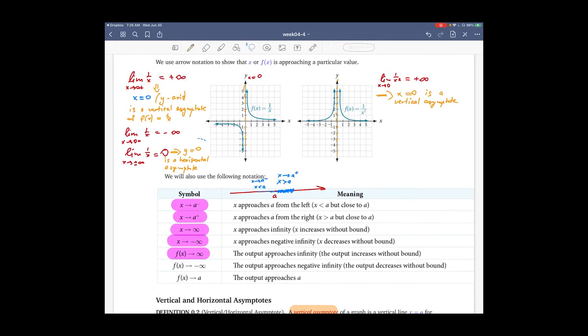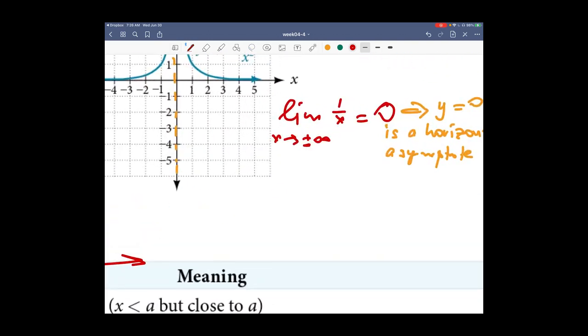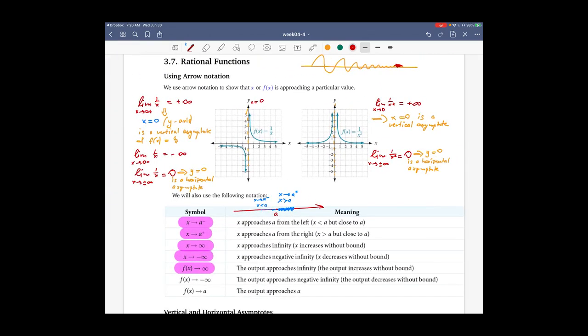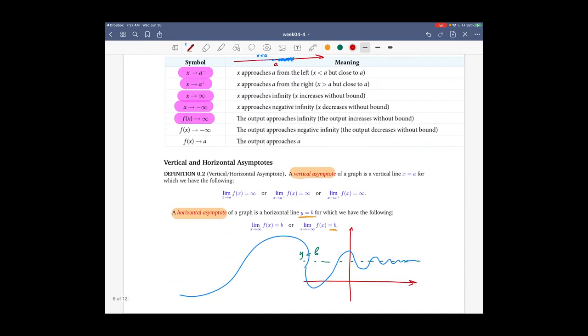Of course, exactly the same argument applies to the other graph as well. The limit at infinity, either positive or negative, of 1 over x squared equals 0. So y equals 0 is also a horizontal asymptote for this graph, 1 over x squared. Again, these are two very important concepts.